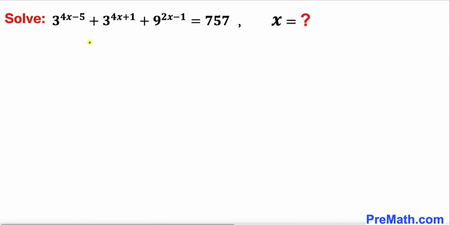Welcome to PreMath. In this video, we are going to solve this exponential equation: 3 power 4x minus 5, plus 3 power 4x plus 1, plus 9 power 2x minus 1, equals 757. In other words, we are going to find the value of x.